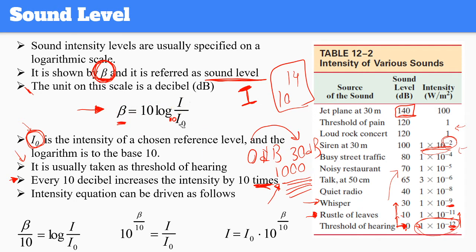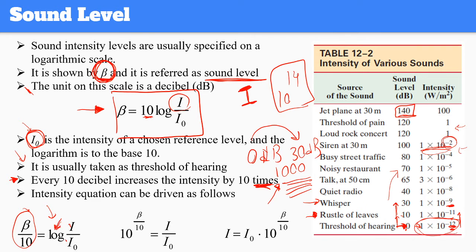You need to solve this equation for I. To be able to do this, you basically need to get rid of this 10 first, so you divide both sides by 10 first. Then you have logarithm of I over I0. After that, you need to get rid of this logarithm.